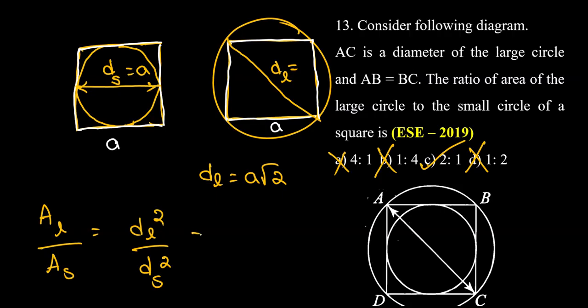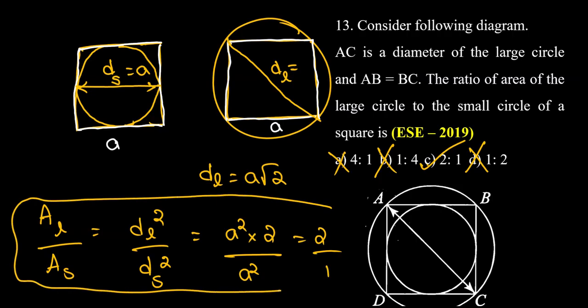Okay, what is DL square? A square into 2. What is DS square? A square. It's nothing but 2 by 1. Option C. One diagrammatic, okay, just visualization. We are attacking the question.